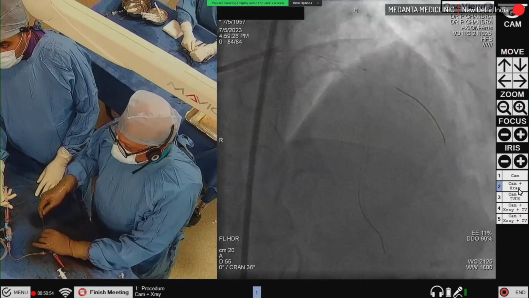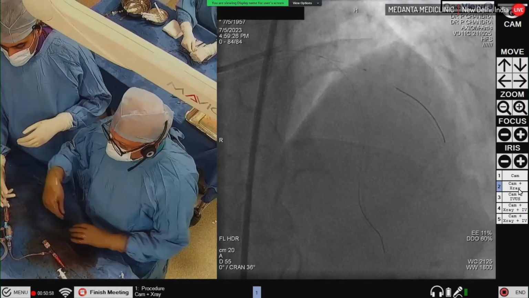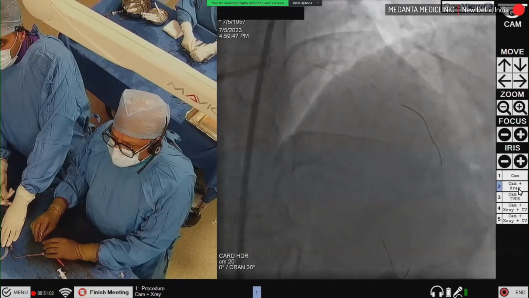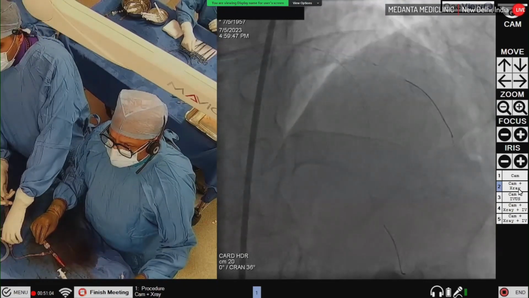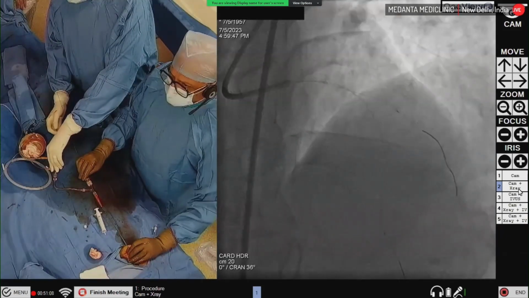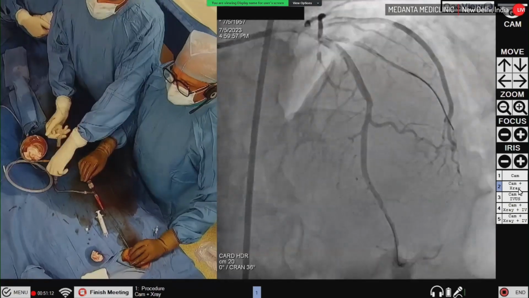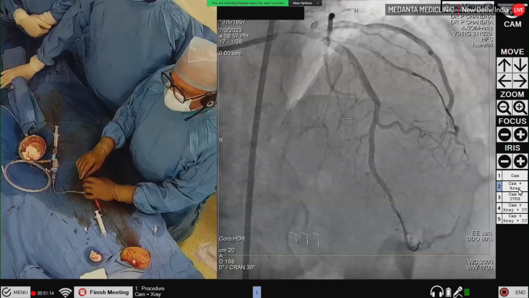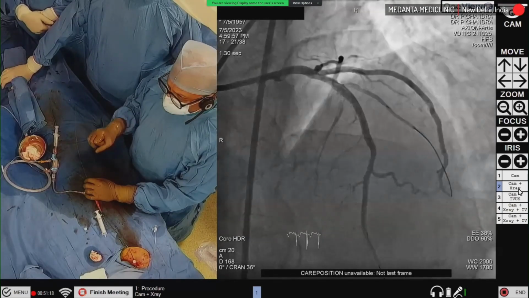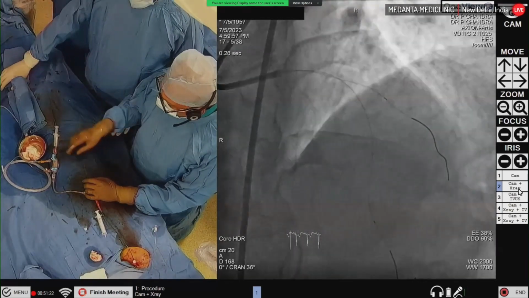So his BP is okay now, touching 100, and gradually recovering. Okay. Let's check a little bit. Fine. So we can do a shot here. That's fine. So both the vessels are flowing nicely. The LAD and the diagonal, there is no major dissection. So let us come to the RAO caudal projection.